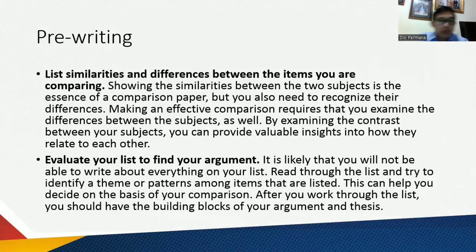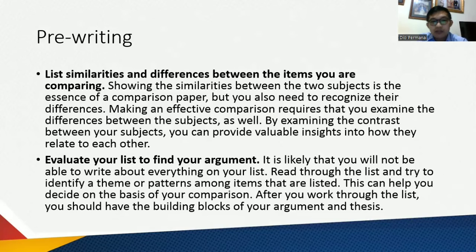Okay, now we will start to make this comparative and contrast paragraph. Like in the previous material on descriptive and procedure paragraphs, we have a pre-writing activity. In this pre-writing activity, in making a comparative and contrast paragraph, you need to make a list, a list of the similarities and the differences between the items you are comparing. Maybe you can make it through simple sentences, or through bullets.